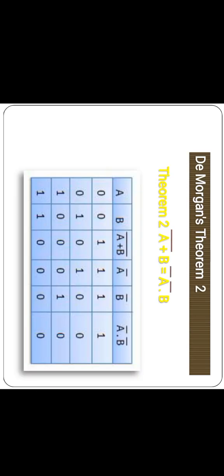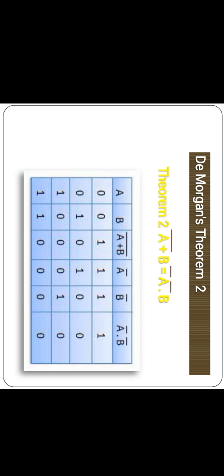Next, the application of De Morgan's theorem. De Morgan's theorem is useful in the implementation of the basic gate operations with alternative gates, particularly with NAND and NOR gates, which are readily available in IC form.